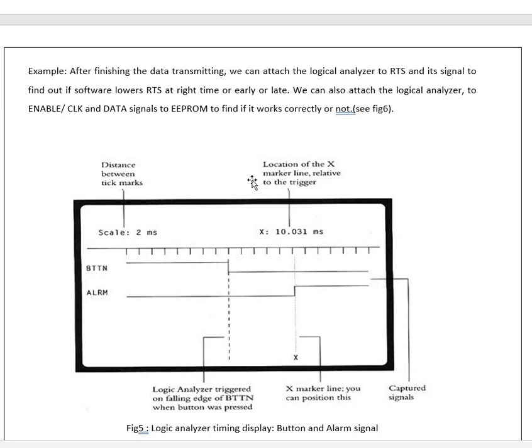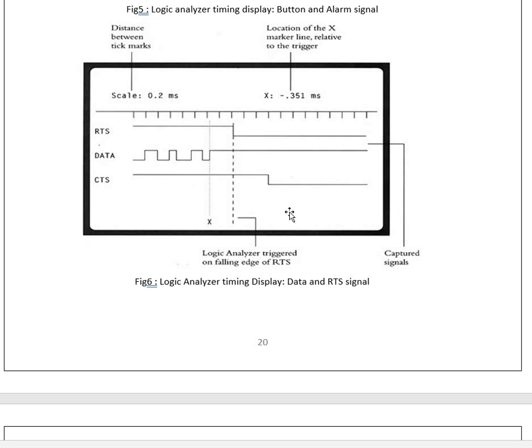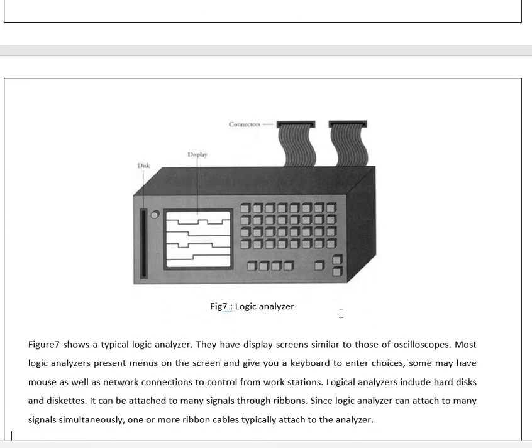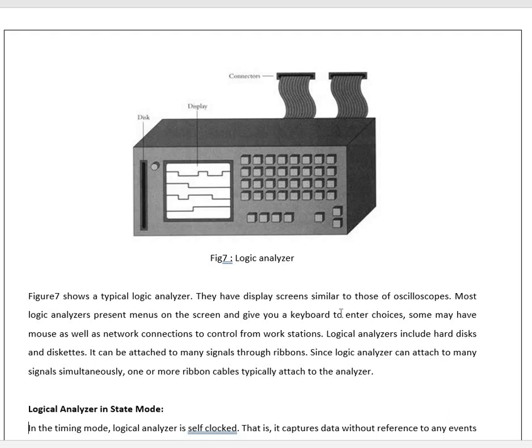So this is the output which is being displayed on the logic analyzer display, and this is the distance between tick marks and the location of the X marker line relative to the trigger. Logic analyzer display showing RTS data and CTS signals, and this is how a logic analyzer will look.